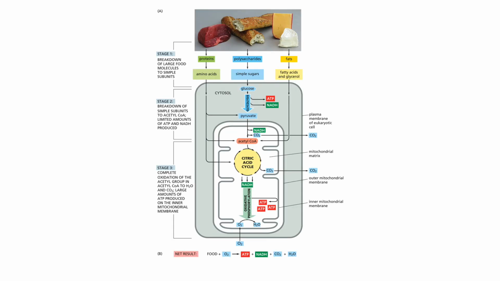Now here's kind of a larger scheme showing at the top, food. You digest the food, you get simple sugars, amino acids. It gets fed into glycolysis, generates pyruvate, and it goes into the mitochondria, and you see acetyl coenzyme A there, and then there's the citric acid cycle.